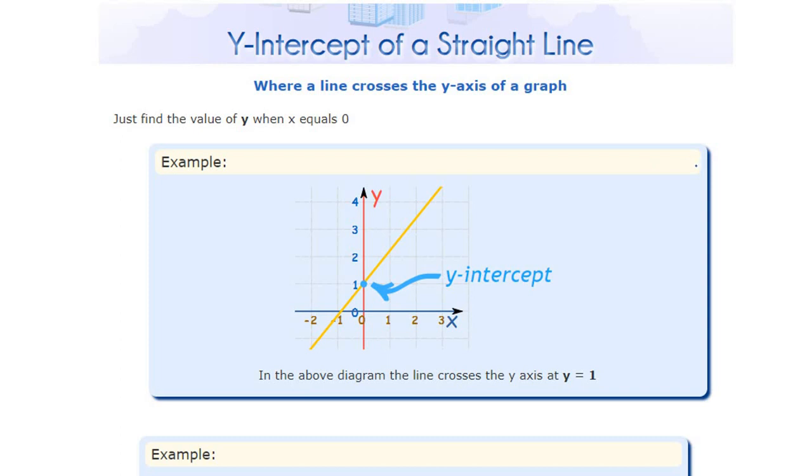Hi, in this video we're still looking at linear equations. In the last video we looked at gradients, but now we're going to look at the other part, which is the y-intercept. The y-intercept is basically where a line crosses the y-axis of a graph, so it means that when x equals 0. In this case our line is crossing the y-axis at that point, so our y-intercept is at the point 0, 1.